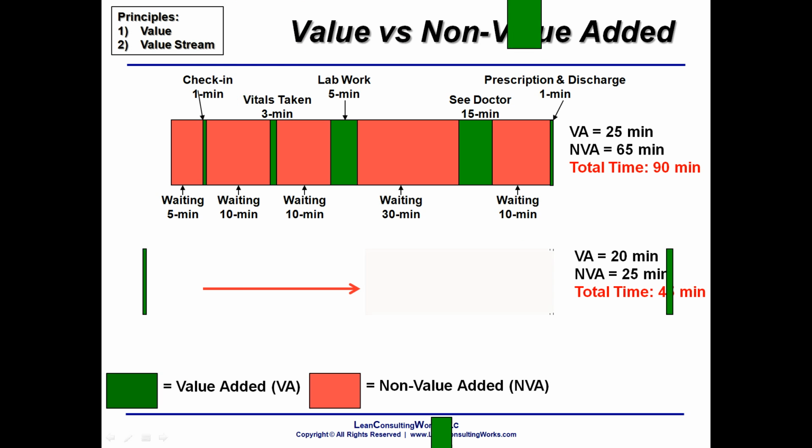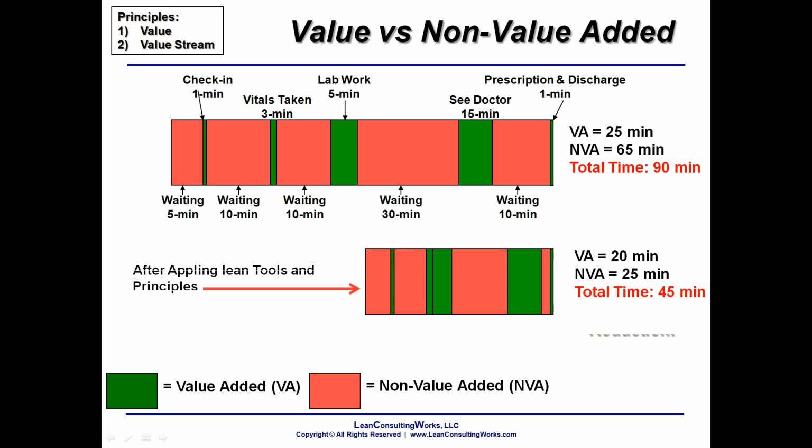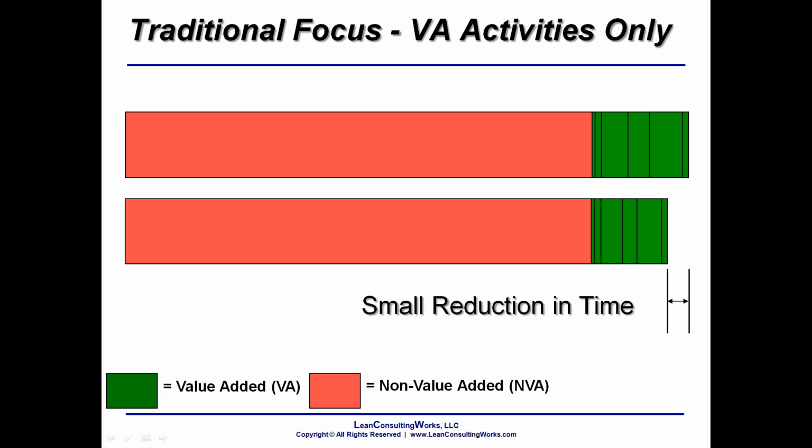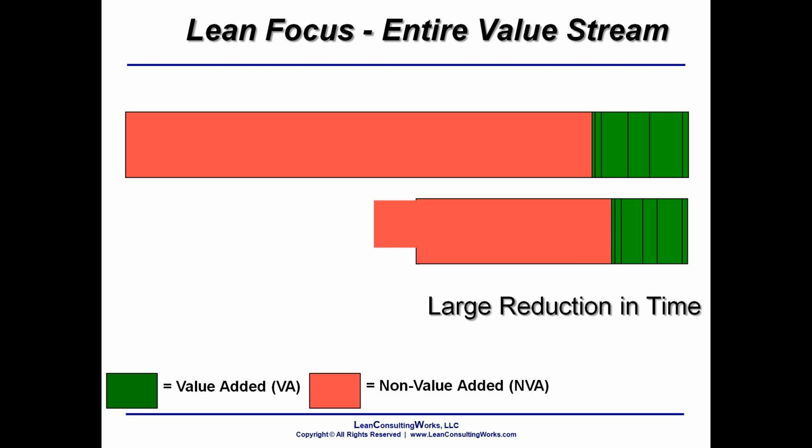So we do a process improvement event and remove 5 minutes of value added time and 40 minutes of non-value added time, reducing the overall processing time by 50%. So the main point is this. Traditional approaches normally focus only on the value added steps and ignore the non-value added steps. If we'd used the traditional approach in our doctor's visit example, we'd only have had a 5 or so minute reduction in the overall visit versus a 45-minute reduction. Considering the entire value stream is an extremely effective approach in reducing overall process times.